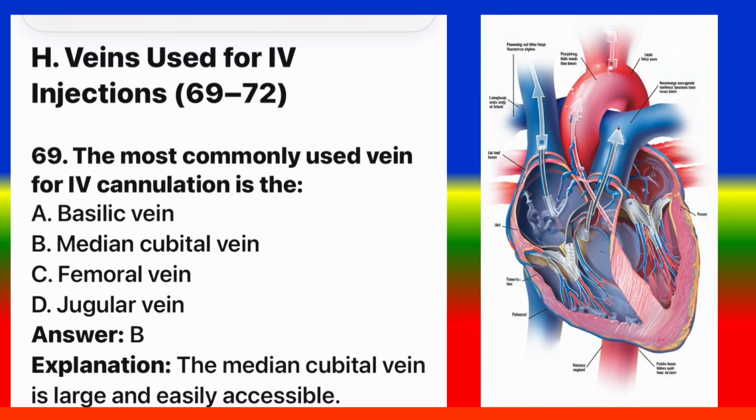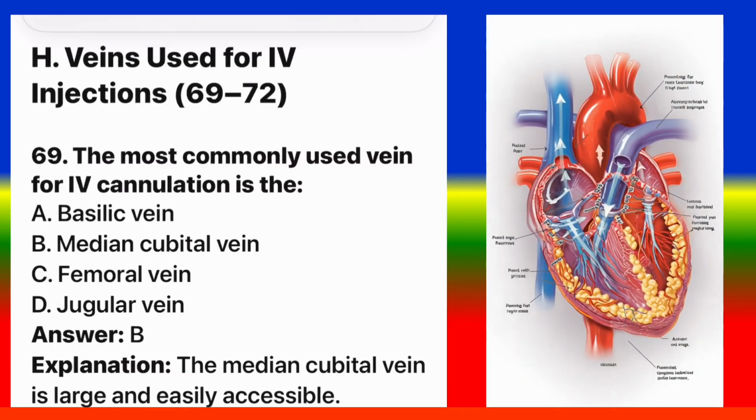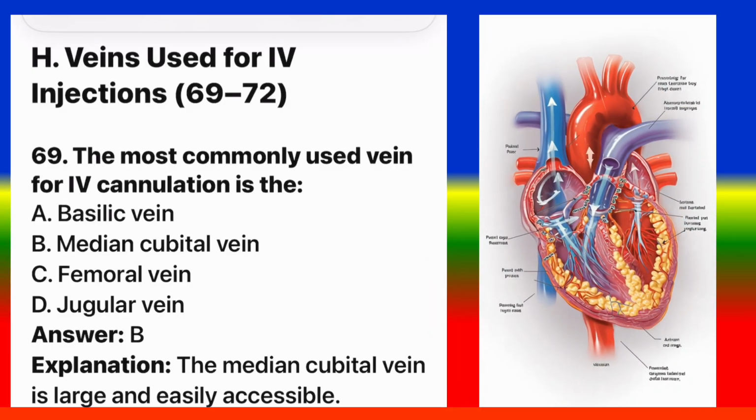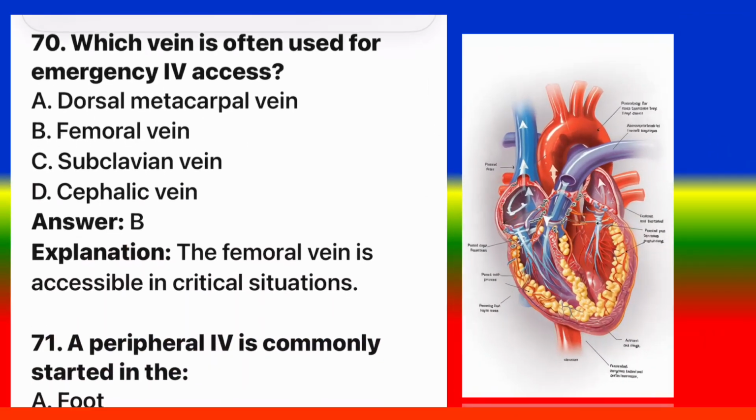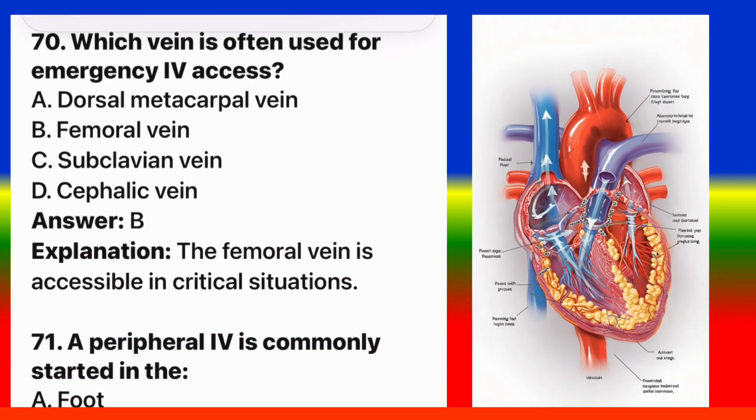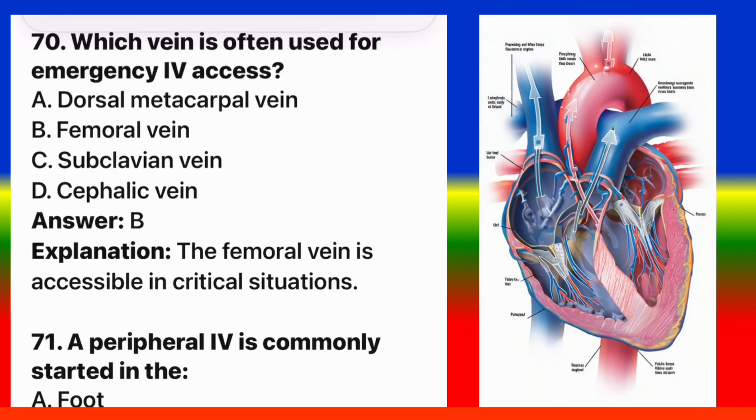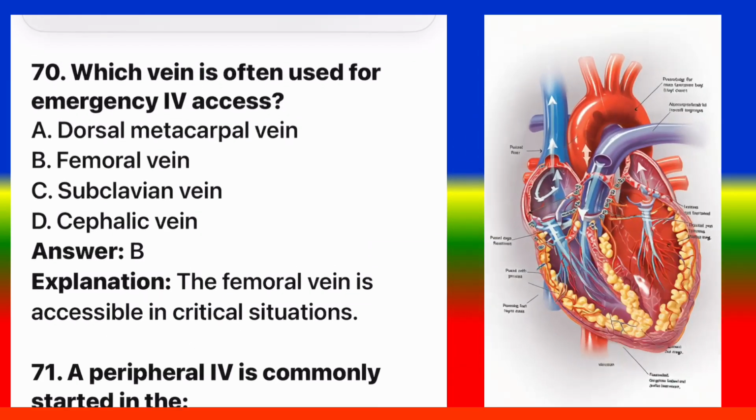69. The most commonly used vein for IV cannulation is the: A. Basilic vein, B. Median cubital vein, C. Femoral vein, D. Jugular vein. Answer B. Explanation: the median cubital vein is large and easily accessible. 70. Which vein is often used for emergency IV access? A. Dorsal metacarpal vein, B. Femoral vein, C. Subclavian vein, D. Cephalic vein. Explanation: the femoral vein is accessible in critical situations.